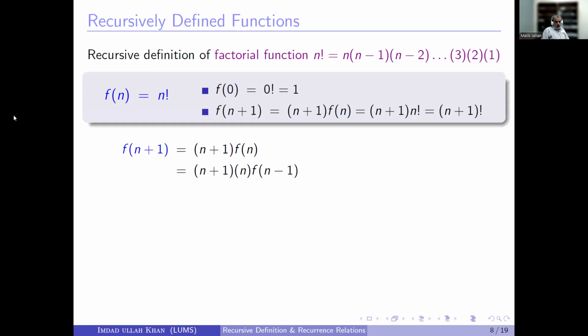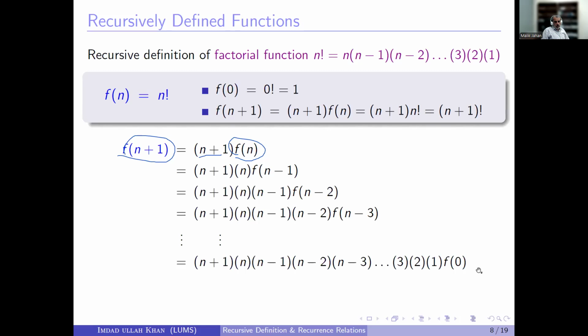So any bigger factorial, f of n plus 1, can be computed by computing the factorial of a smaller number times n plus 1. And this definition keeps on applying itself repeatedly until we reach the base case where we know the factorial. Factorial of 0, which is notated as f0, is 1. So this gives us the final answer.